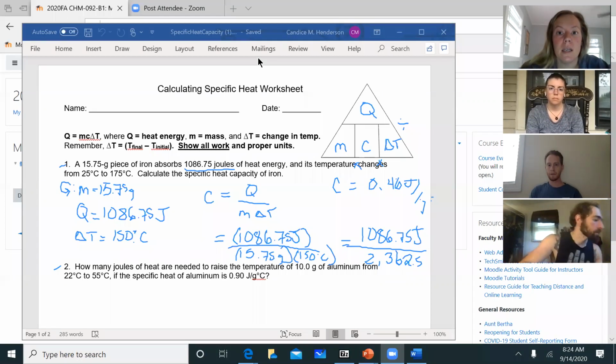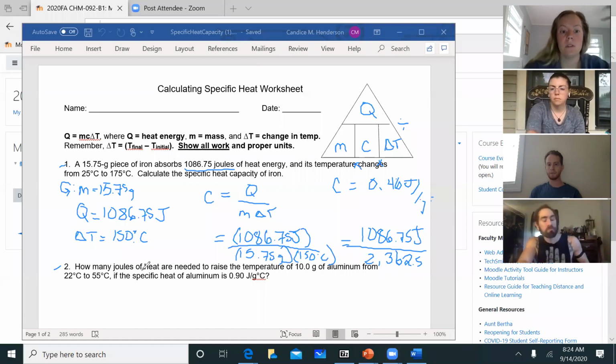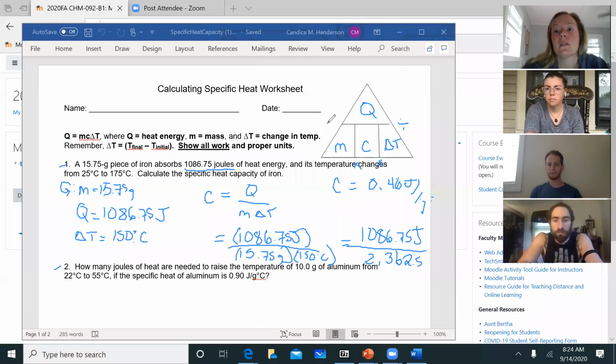So second guy here, how many joules are, it's still messed up. Okay, hold on 1 second. I'm trying to unshare and reshare my screen. Sounds like I'm underwater.